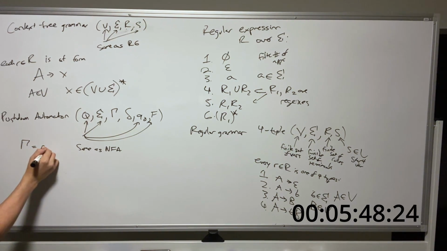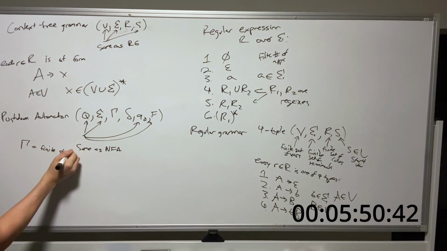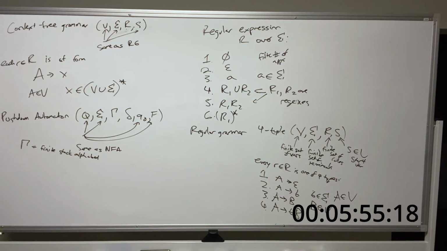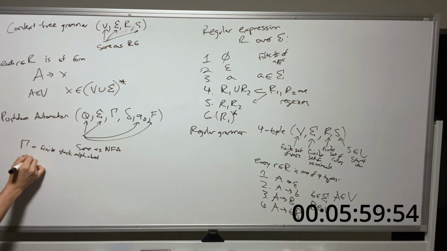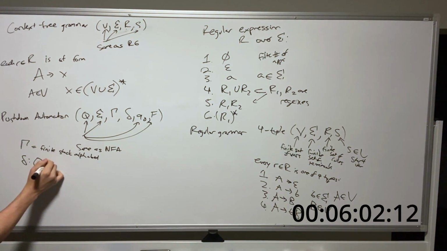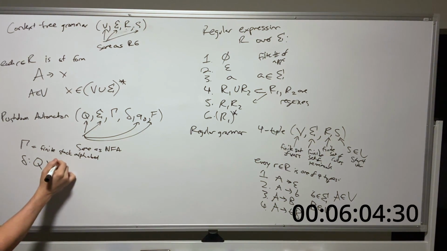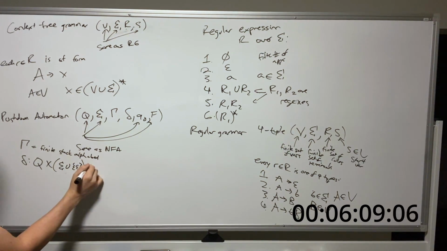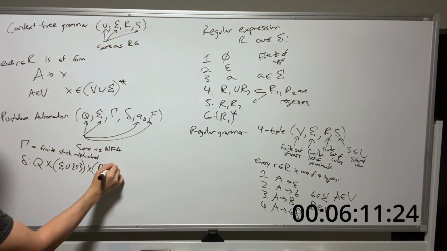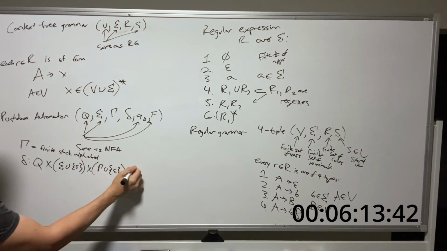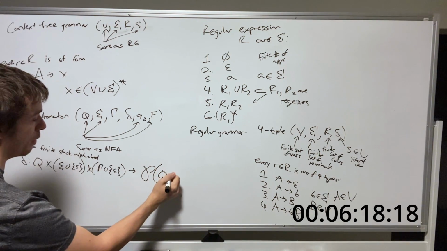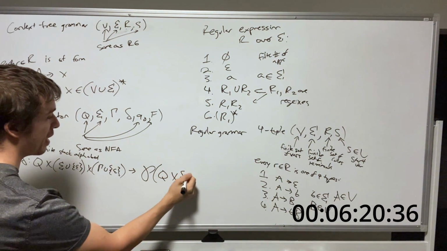Gamma here is a finite stack alphabet, and there's not necessarily a relation between the stack alphabet and the input alphabet. And delta is a function that goes from Q. The first thing is a state, the second thing is an input character. The third thing is something that you can push or not, and actually the definition depends on the book that you use. And then the output is going to be a set of states that you go to and the thing that you push.